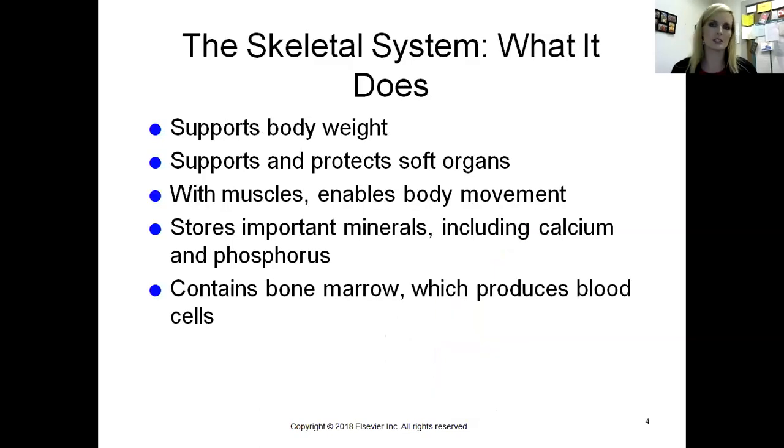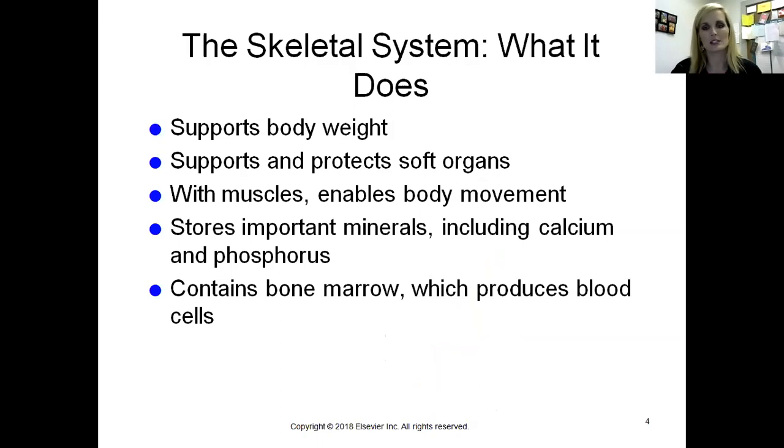What does our skeletal system do? One, our skeletal system supports our weight. If we didn't have our skeleton, we would just be a ball of muscles and organs and skin all over the place. But it helps to keep us upright. Working together with the muscle, the contraction of our muscle tissue is also going to help to maintain our posture, but our skeletal system is definitely a part of that.